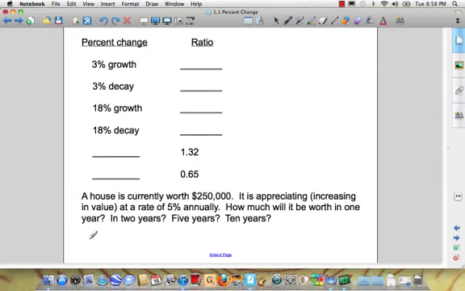And then here's a word problem about a house that is appreciating, that means increasing in value at a rate of 5% annually. How much will it be worth in 1 year, in 2 years, 5 years, and 10 years? This is homework number 3. Please have it ready when you come to class tomorrow.